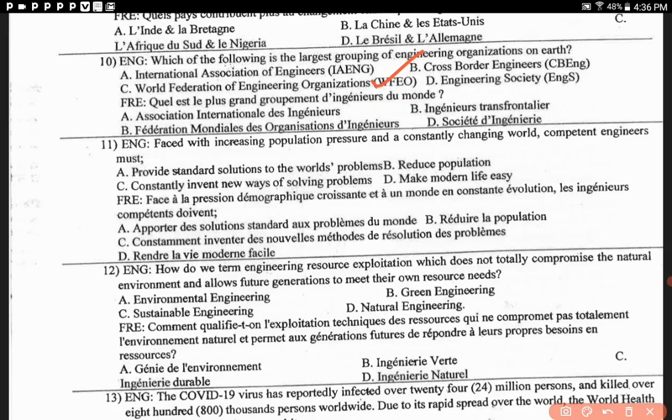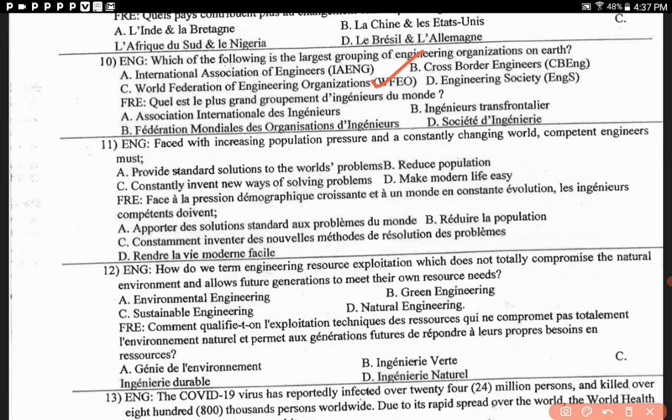Now, what is WFEO? It is a global umbrella, a federation of national engineering institutions and engineering societies, and is recognized as one of the largest global bodies that unites engineering organizations together. The WFEO brings together many national and international members of engineering.